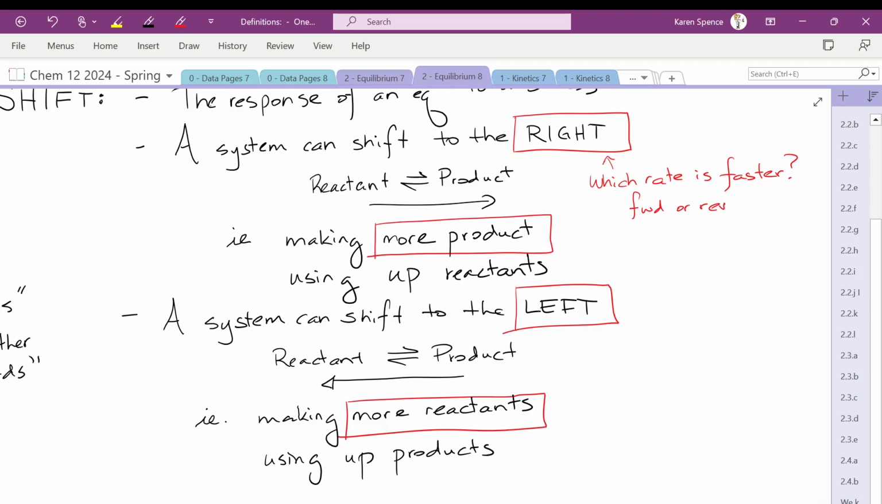where do I end up with more stuff? What do you end up with more of? Oh, did I go the wrong way? No, that's right. I'm making more product, yes? So if the forward rate is faster than the reverse rate, I will make more product. Okay?